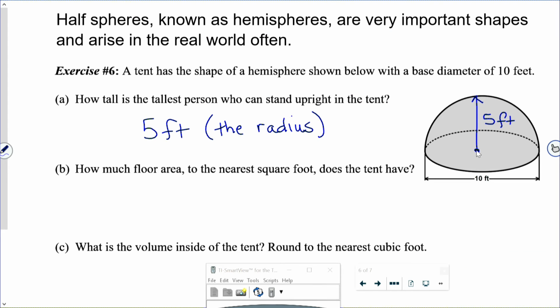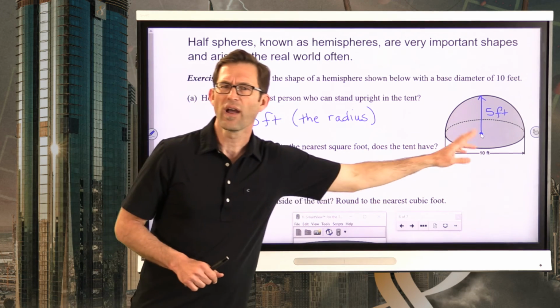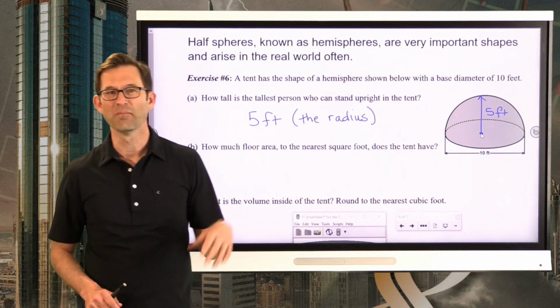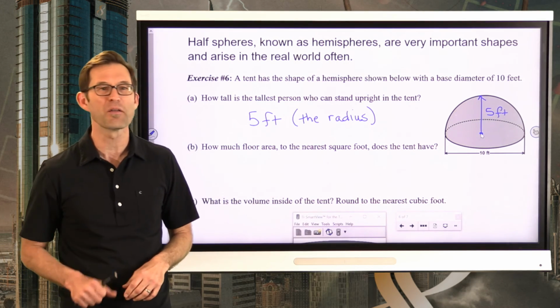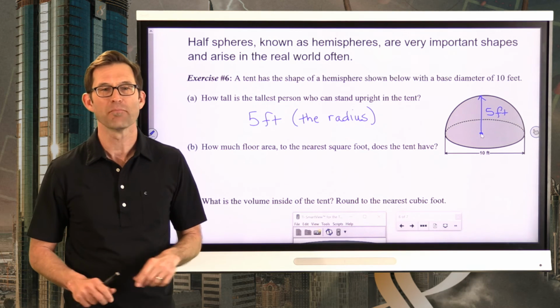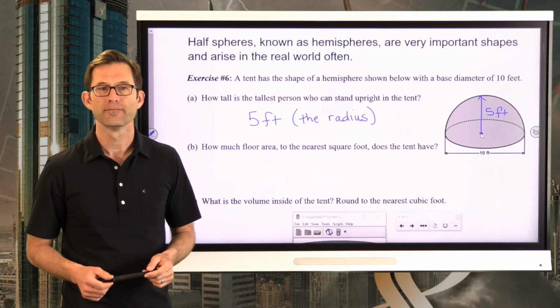All right, let's take a look at letter B. How much floor area to the nearest square foot does the tent have? So in other words, how much space do I have at the bottom of the tent to lay out all my junk? All my nutrition bars and my sleeping bag and my camp stove. Hopefully I'm not using that in the tent, but whatever. Try to figure out that floor area of the hemisphere.